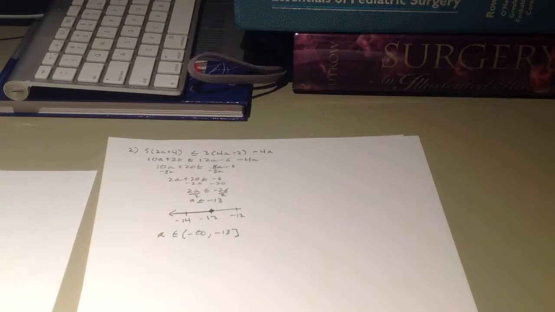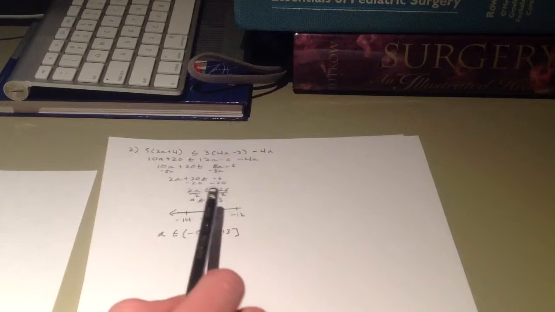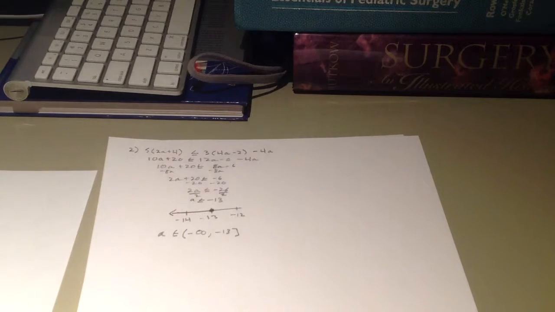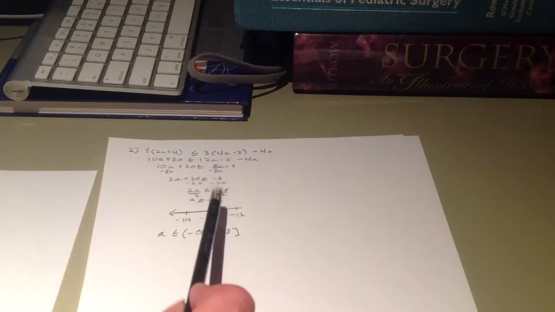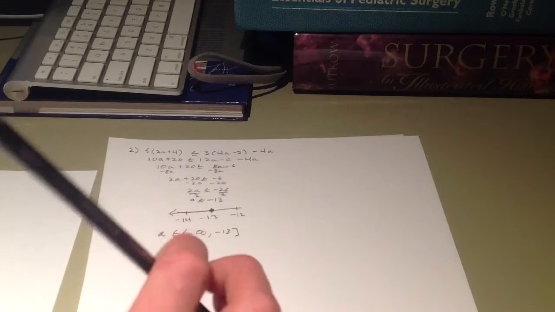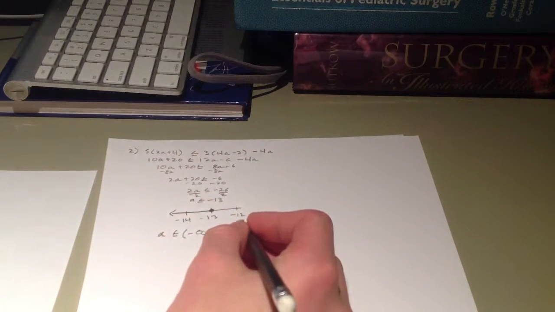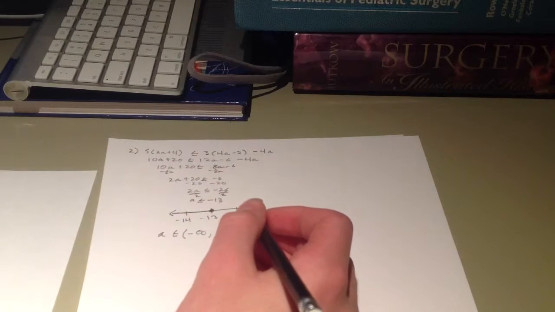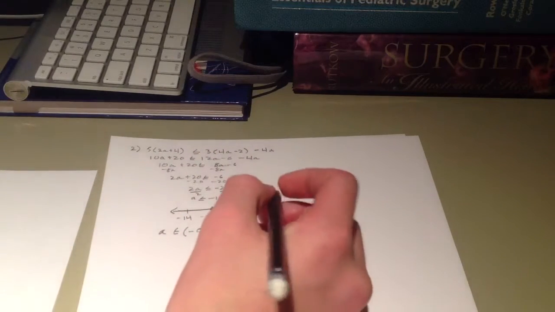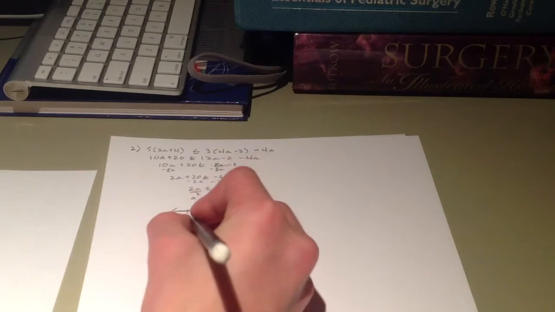So basically what happened on the number line is I colored in the dot, and then I drew to the left, the farthest number to the left, which is negative infinity, and then the farthest number to the right, which is negative 13. But since it was a colored in circle, since it was greater than or equal to, I put a square bracket as it was inclusive. And that is how you do problem number 2.